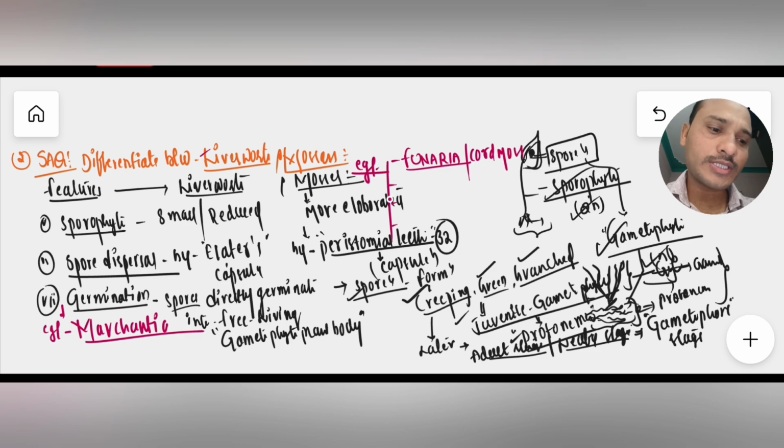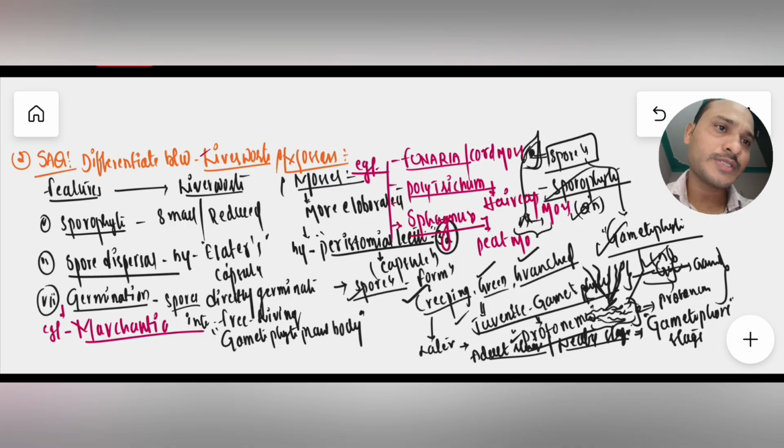And one more example, that is Polytrichum, another name hair cap moss. And one last, Sphagnum. Sphagnum's other name is peat moss. So remember, these are the three important moss plants: Funaria, Polytrichum, Sphagnum, or cord moss, hair cap moss, peat moss. Okay, so all these points you need to write in short answer questions.